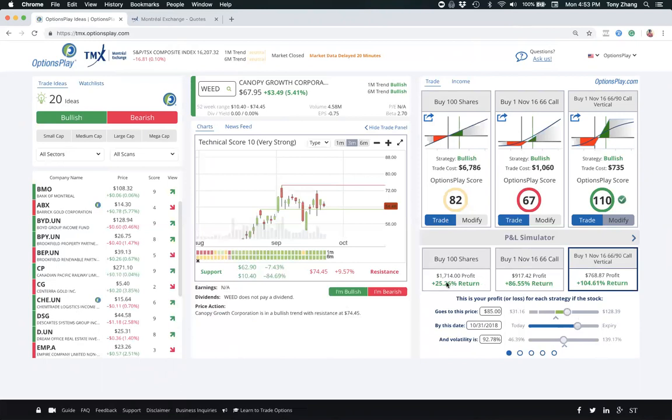You still make a 25% return on the stock, 86% return on the call, 104% return on the call spread. So this really allows you to compare these strategies side by side and say, which strategy gives me the highest return for any given possible outlook.